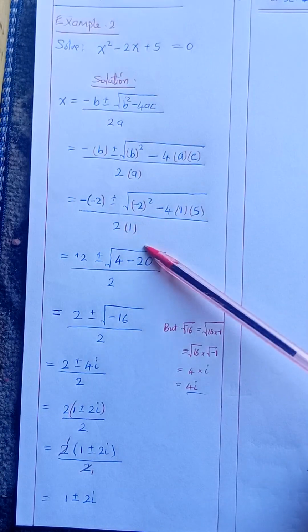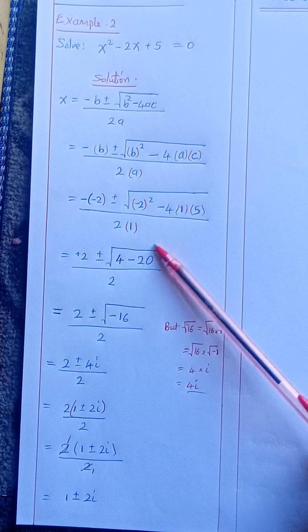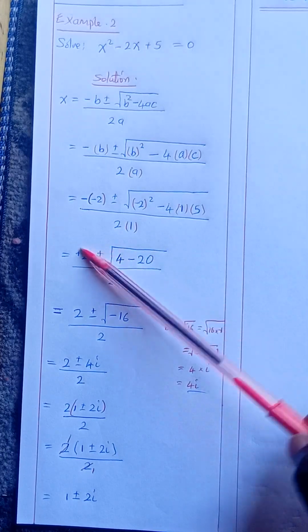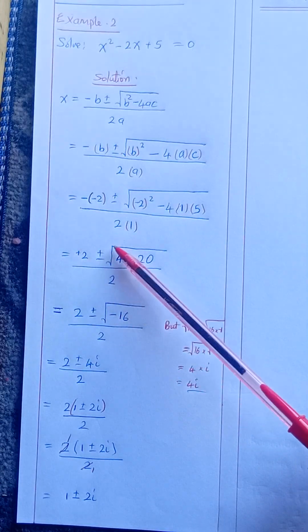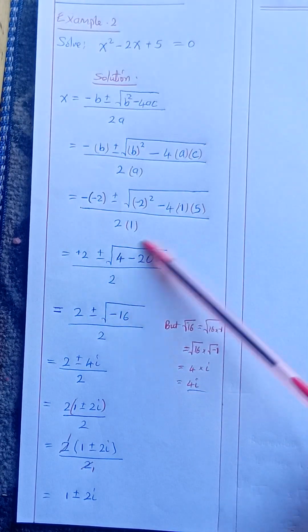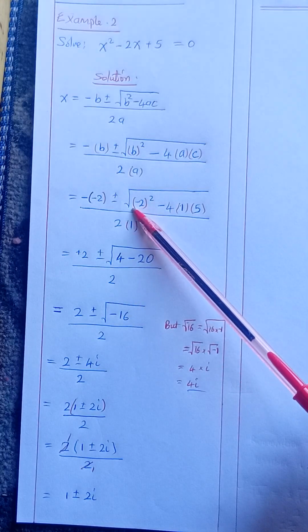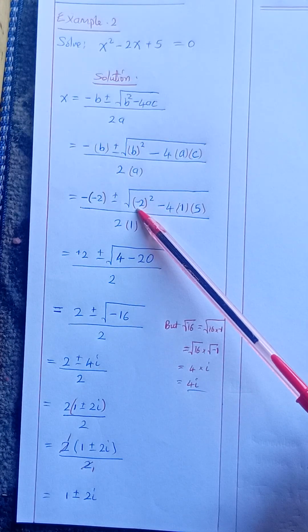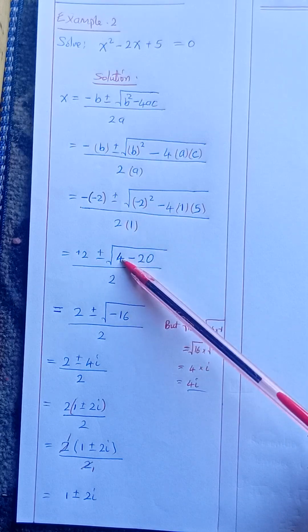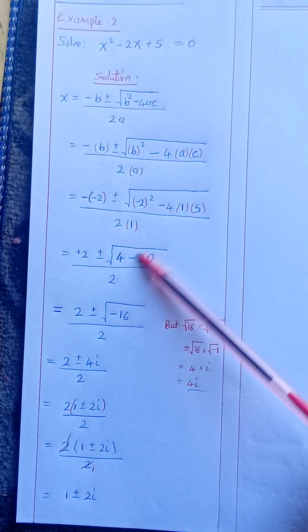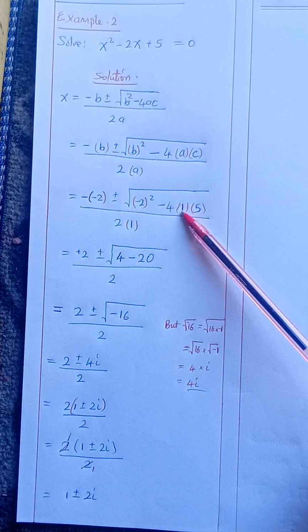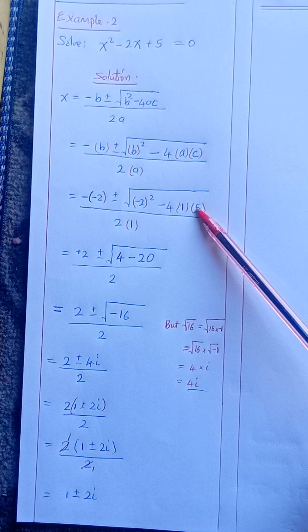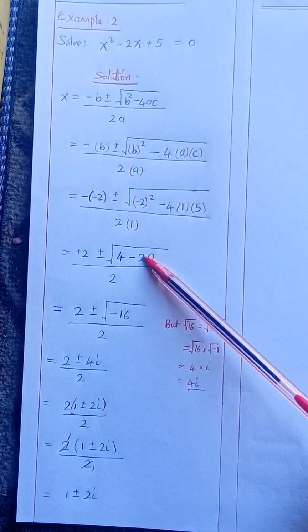So now after substituting, we open the bracket while simplifying. In the next step, we have negative times negative, we get a positive, which will be positive 2. Then plus or minus the square root of this one. So negative 2 squared is the same as negative 2 times negative 2, which gives us positive 4. Now, when you multiply negative 4 times 1, we get negative 4. Then negative 4 times positive 5, we get negative 20.